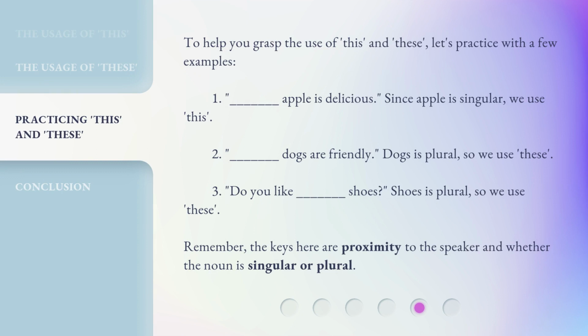To help you grasp the use of this and these, let's practice with a few examples. 1. Blank, apple is delicious. Since apple is singular, we use this. 2. Blank, dogs are friendly. Dogs is plural, so we use these. 3. Do you like blank shoes? Shoes is plural, so we use these. Remember, the keys here are proximity to the speaker and whether the noun is singular or plural.